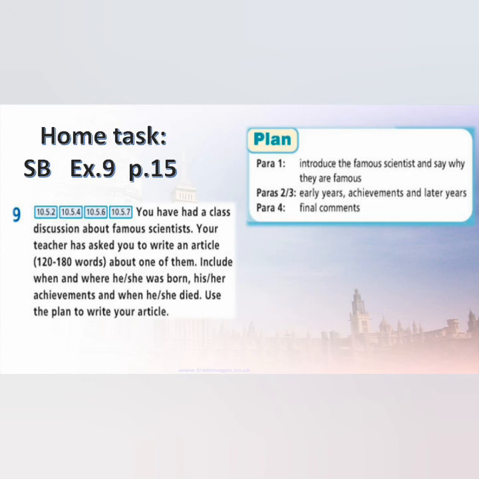Here is the plan. Paragraph 1: Introduce the famous scientist and say why they are famous. Paragraphs 2 and 3: Early years, achievements, and later years. Paragraph 4: Final comments.